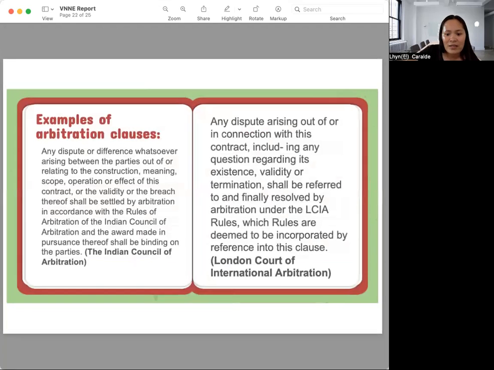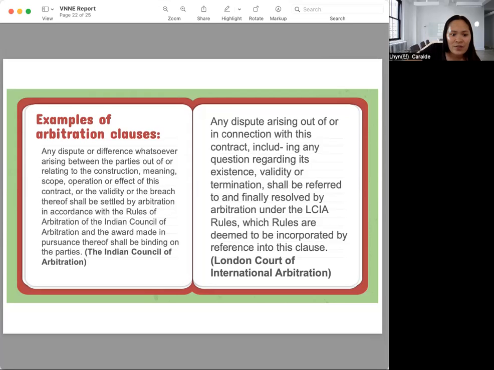Okay, the last one: we have examples of arbitration clauses from different countries, from four countries. So let's see how each country writes its arbitration clause. The first one is from the Indian Council of Arbitration.